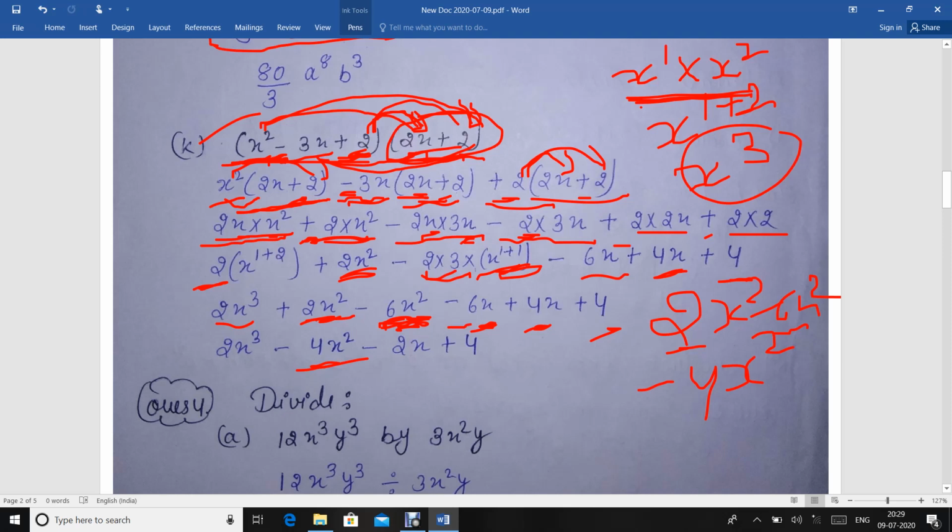Similarly you can solve minus 6x plus 4x, because these contain the same variable, so 6 minus 4 is equal to minus 2 and this is plus 4. So the answer is 2x raised to power 3 minus 4x square minus 2x plus 4. I hope all of you understand this multiplication, and if you have any problem, then you are free to ask.